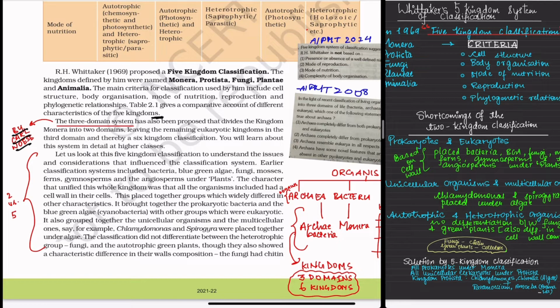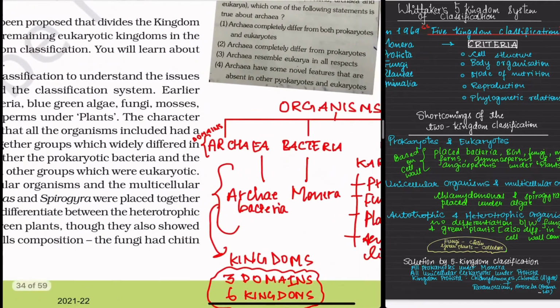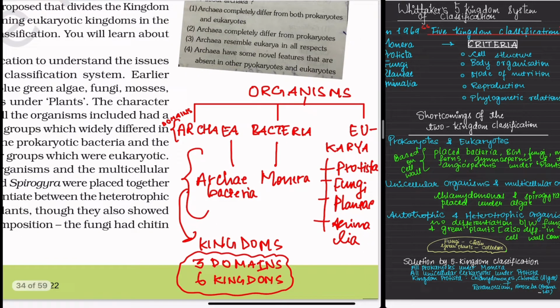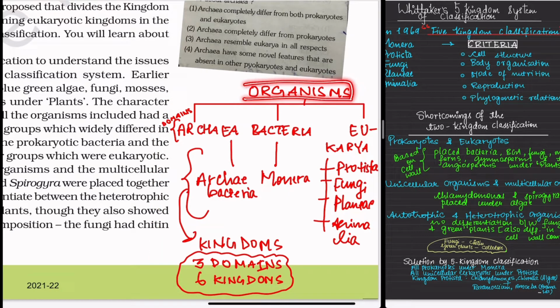So what Carl Woese did was create a new domain out of Archaebacteria. This is the classification proposed by him. Let me highlight it, I'll use a pointer instead. There are organisms, and he divided them into three domains: Archaea, Bacteria, and Eukarya. Archaea contained the kingdom Archaebacteria. So he created a domain solely out of the kingdom Archaebacteria and named it Archaea.